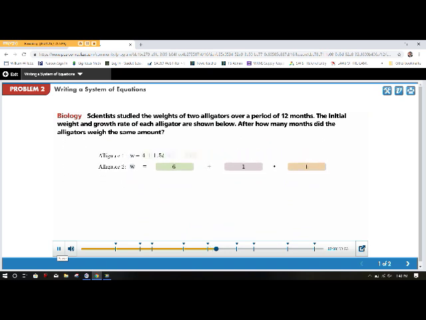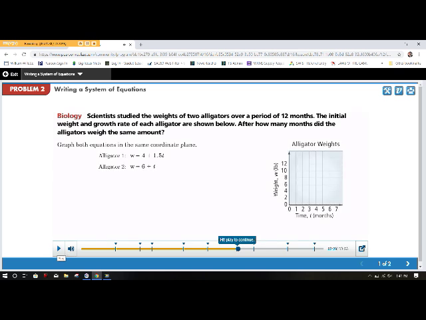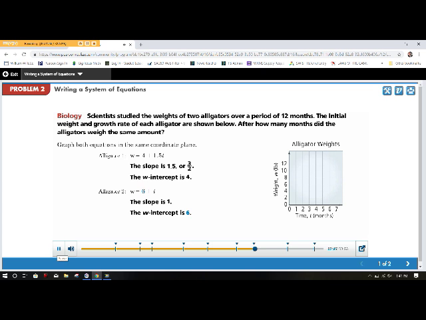The first alligator's equation is W equals 4 plus 1 5/10 times t. The second alligator's equation is W equals 6 plus t. Graph both equations in the same coordinate plane to see when their weight is the same. For equation 1, the slope is 1 5/10, or 3 divided by 2, and the w-intercept is 4. For equation 2, the slope is 1 and the w-intercept is 6.